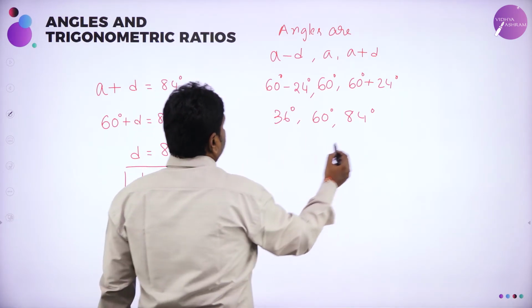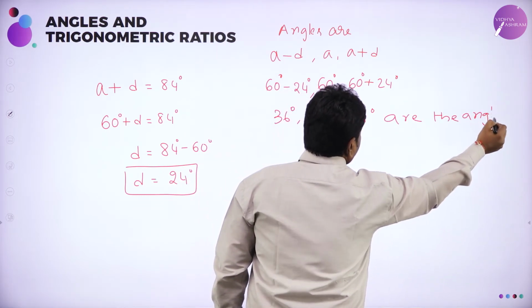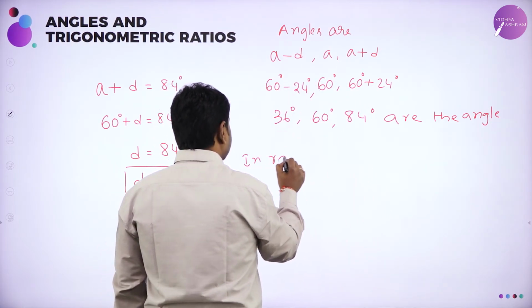Now, further, these are the angles of the triangle in degrees. So now we need them in radians. So we need to calculate in radians.